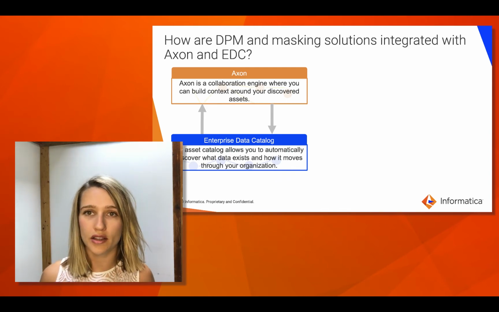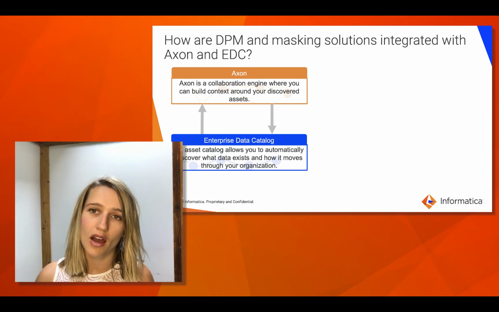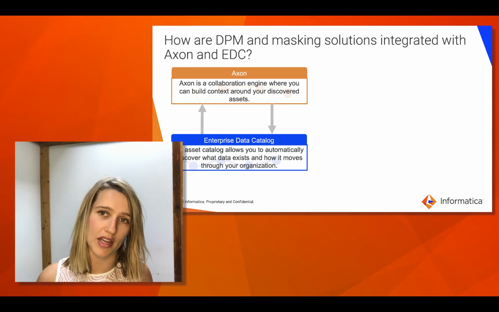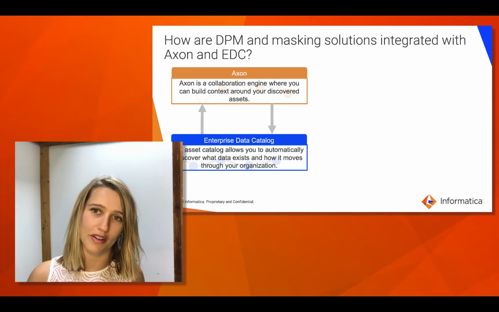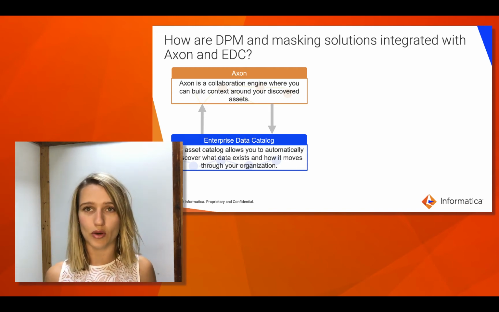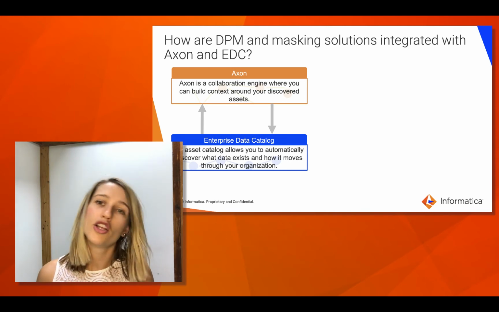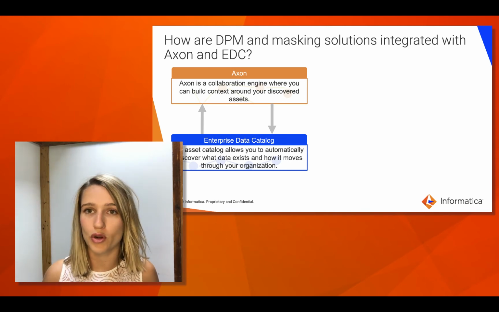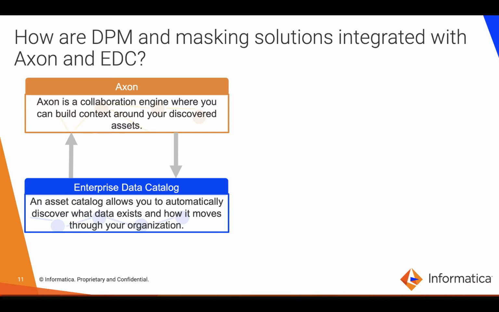EDC is our enterprise data catalog, which we use for the scanning and the harvesting of technical metadata, so we understand in the first place where the data is, understand lineage, and we actually bring that into Axon to then enrich with that business context I was talking about. So that's your two sides of the same coin, Axon for the business side, EDC for the technical side, your centralized place for governance. But how does data privacy management get involved?